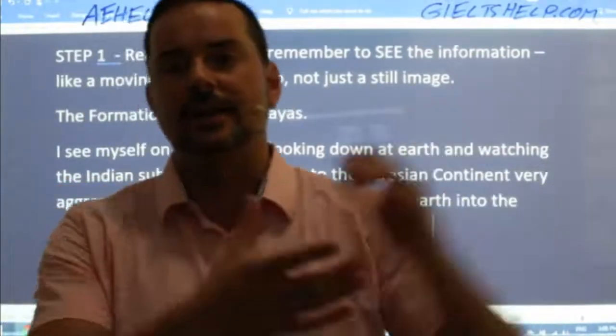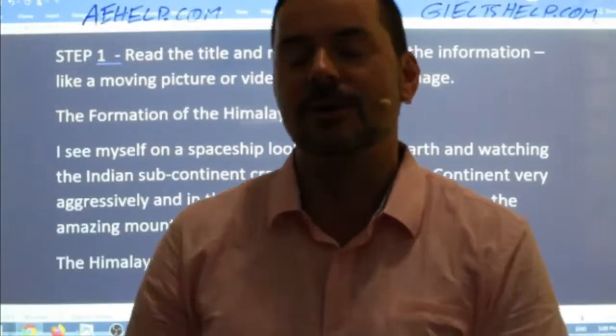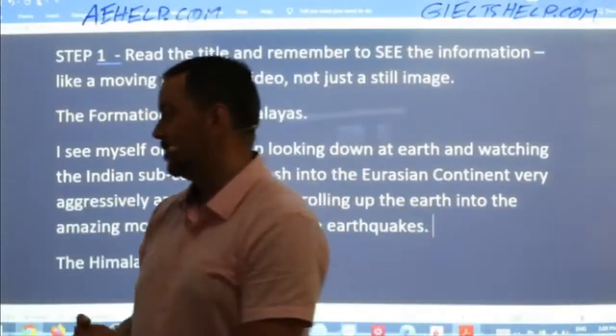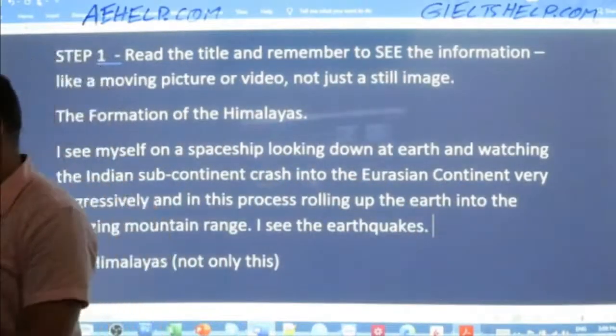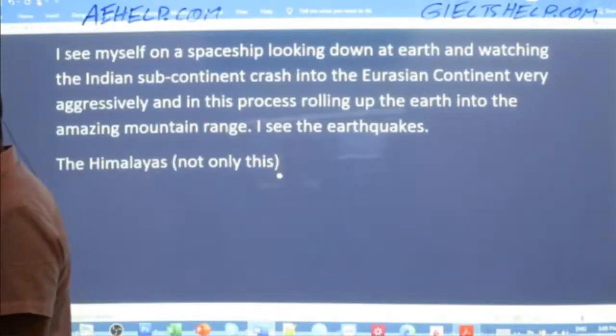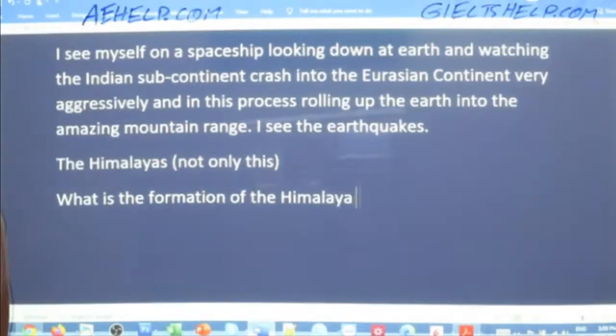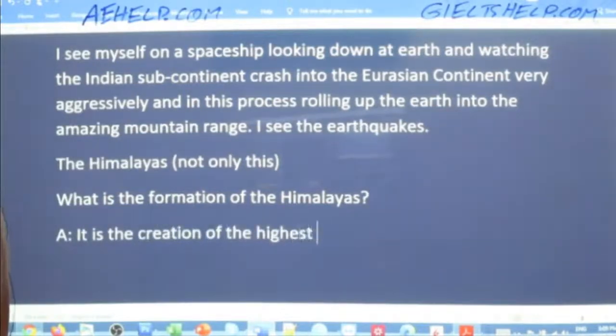All right. And you should include yourself in that picture. So don't just watch that like a TV, but be that astronaut floating in space going, whoa, look at that going on down there on Earth, the Indian subcontinent smashing into Asia and making these incredible mountains. So that's what you should see. And then you want to think critically. So what is the formation of the Himalayas? Okay. Answer, it is the creation of the highest mountain range on Earth.